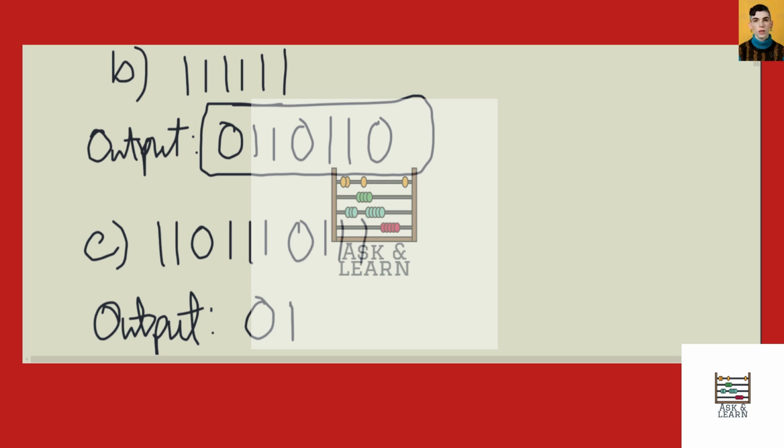Our next input is a 1. We move from S2 to S1, and our output at S1 is a 1. Our next input is a 1, so we move from S1 to S0, and the output at S0 is a 0. Our next input is a 0, so we move from S0 to S0, and our output is a 0. Our next input is a 1, so we move from S0 to S2, and our output is a 1.